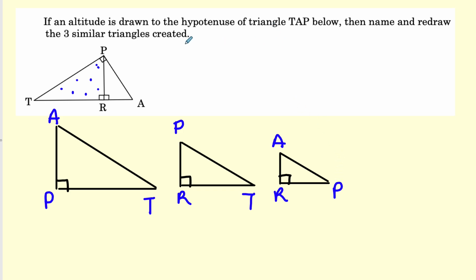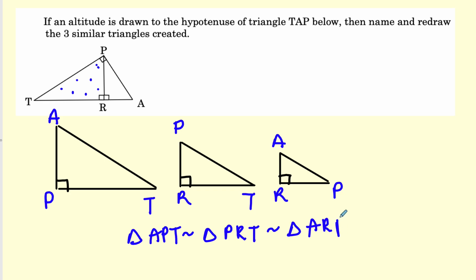So I can redraw the three similar triangles created, and I can actually write out the similarity statement. APT is similar to triangle PRT, which is similar to triangle ARP. And make sure that all the right angles here are in the same place, and the angles that are being shared are in the same place.